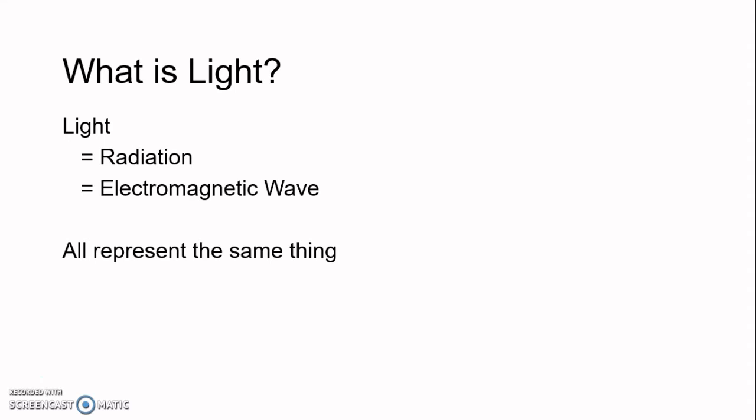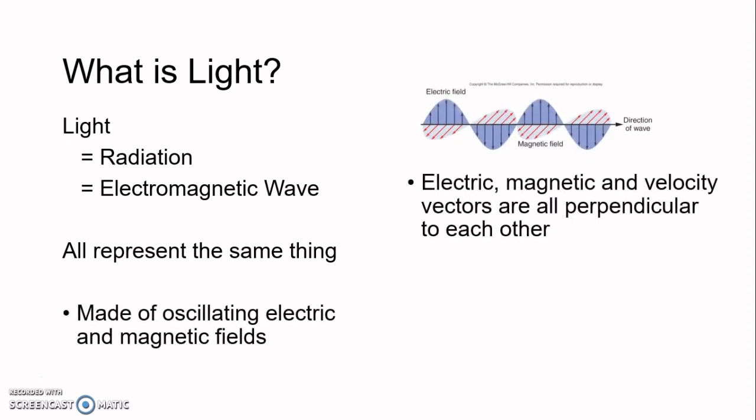But what is light? What is an electromagnetic wave or radiation? Really, light is nothing more than oscillating electric and magnetic fields. And as these electric and magnetic fields oscillate, they propagate through space. Now, electric fields will propagate one direction, but magnetic fields will propagate perpendicular to the electric fields.